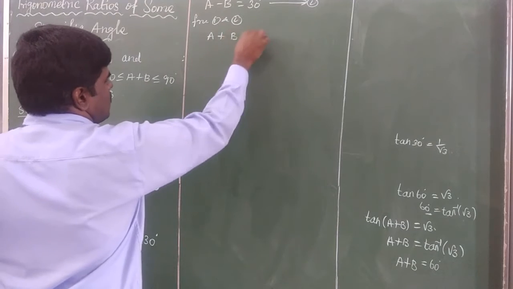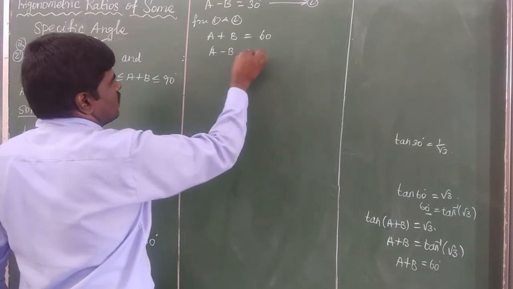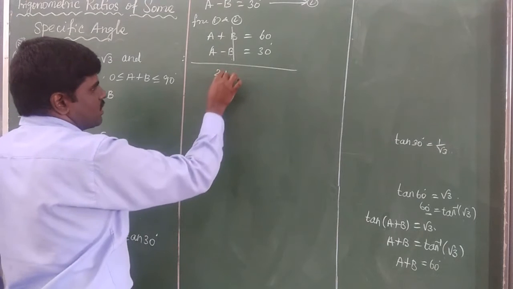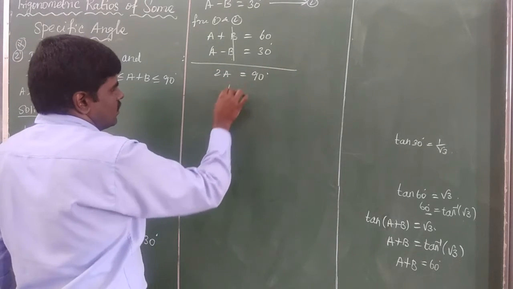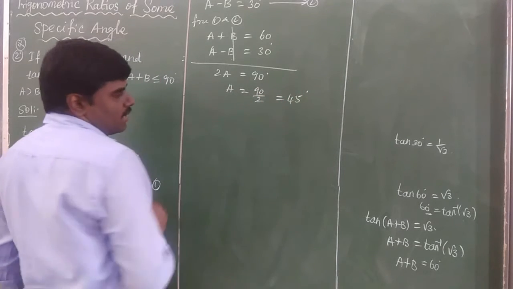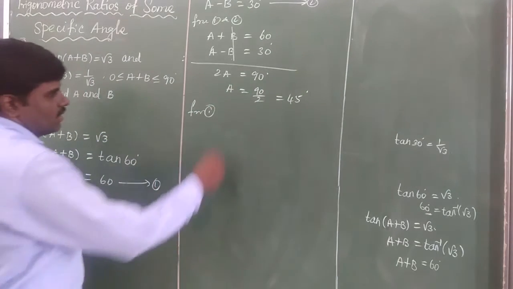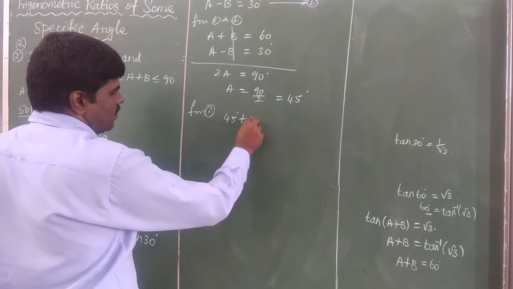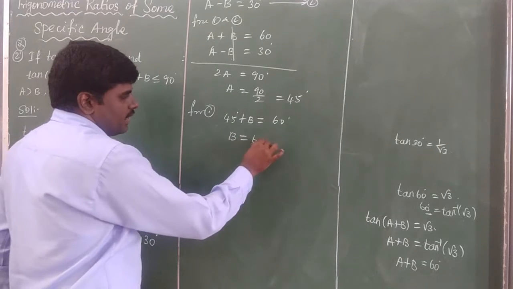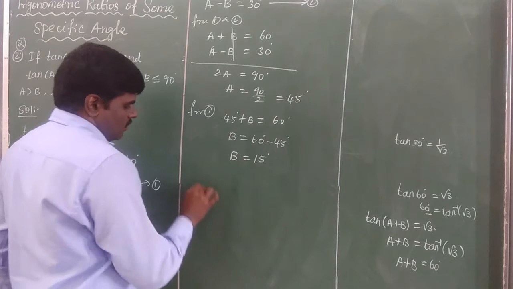From equations 1 and 2: a + b is equal to 60 degree. Next, a - b is equal to 30 degree. Just to simplify, plus and minus cancel, so 2a is equal to 90 degree. Therefore a is equal to 90 by 2, that is 45 degree. From equation 1, a is equal to 45 degree, so 45 degree + b is equal to 60 degree. Is it clear? So simplify: b is equal to 60 degree - 45 degree. Therefore b is equal to 15 degree.